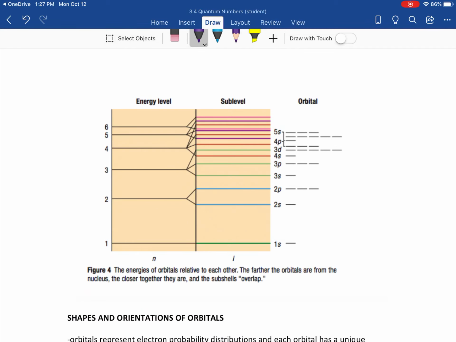If we take a look, my energy level is 1. So this is my principal quantum number. Then my sublevels is my secondary quantum number. And then the possibility of different orientations is my third quantum number. Okay? So let's take a look at what that actually means.